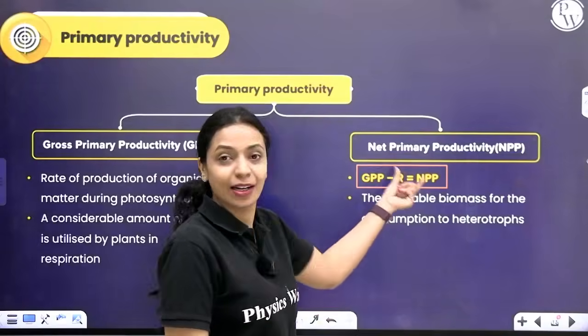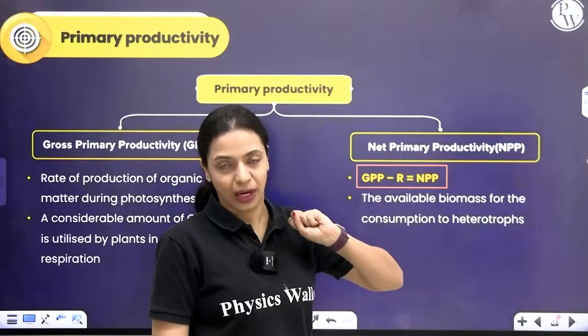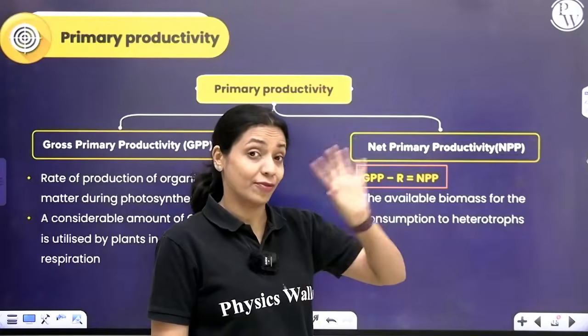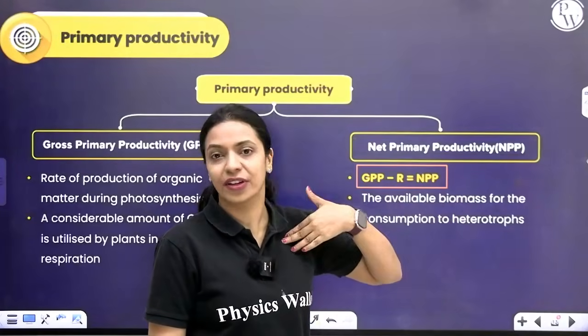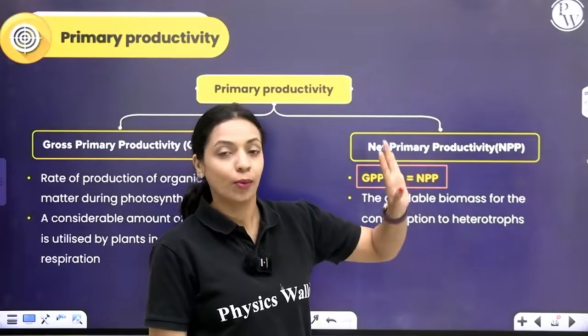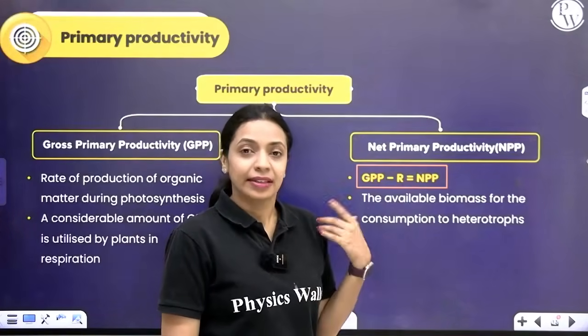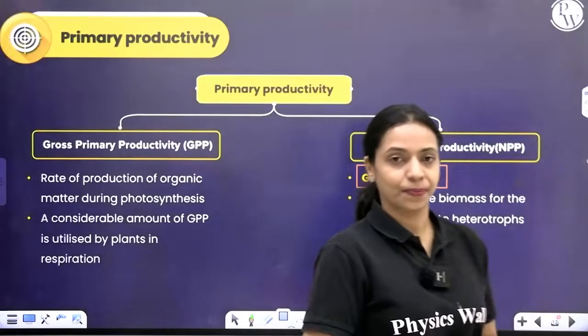So, this NPP is what is available to us when we eat plants. Okay, not everything that is synthesized is available to us because some of it the plant has utilized for its own needs. What is available to a consumer that feeds on it, that is net primary productivity.